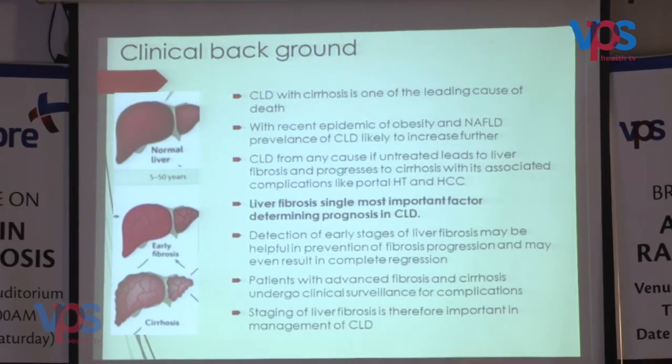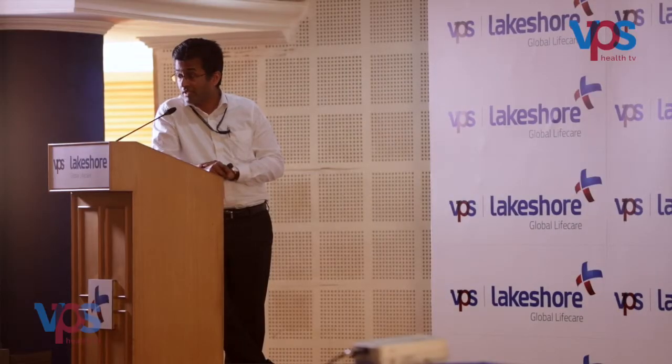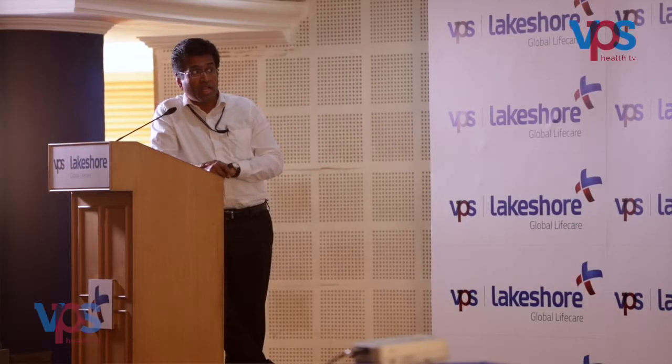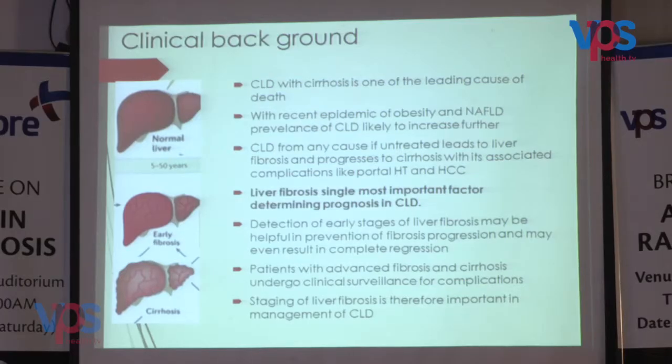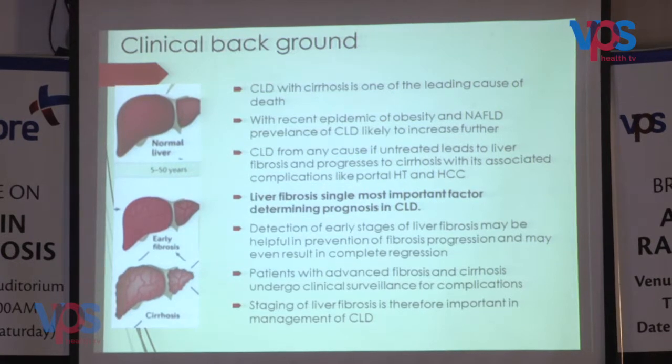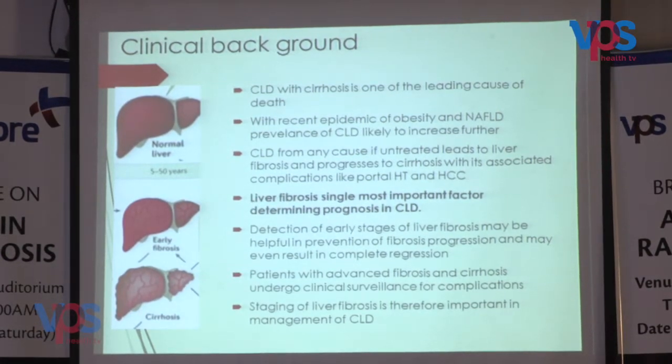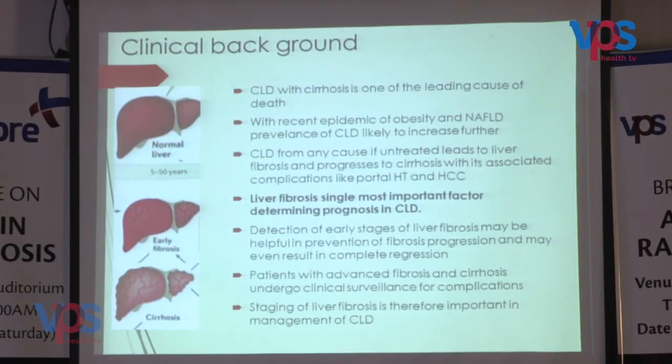Chronic liver disease with cirrhosis is one of the leading causes of death in the United States, in India and worldwide. And with the recent epidemic of obesity and non-alcoholic fatty liver disease, the prevalence of chronic liver disease is likely to increase further. So CLD from any cause, if untreated, leads to liver fibrosis and progresses to cirrhosis with its complications. And as you know, liver fibrosis is the single most important determinant which decides the prognosis in chronic liver disease. So detection of the early stage of liver fibrosis is therefore extremely important.